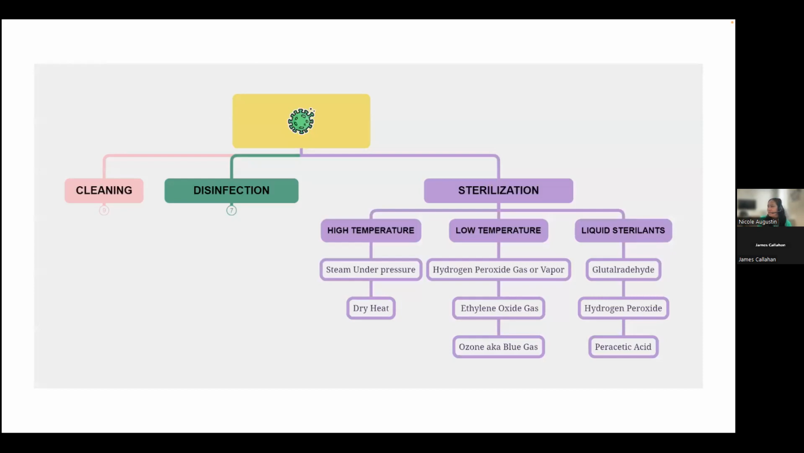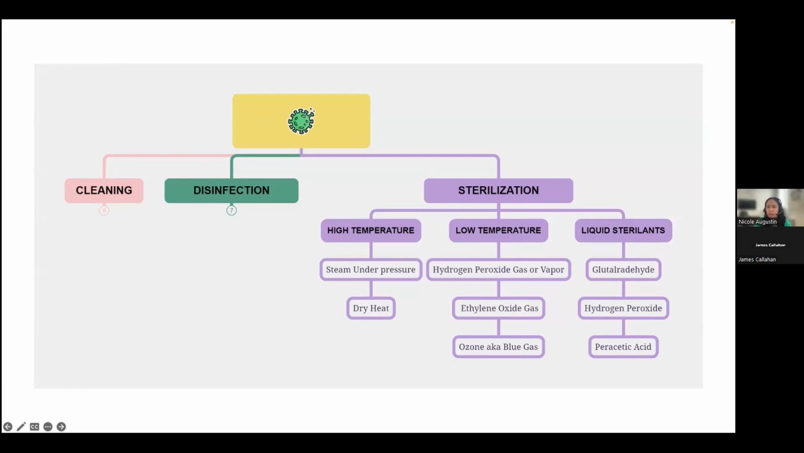Here we go back to this table I created. Again, sterilization, you're dealing with high temperature, which is steam under pressure. And again, this is the best method, followed by dry heat. When it comes to low temperature, you start to add gas or vapor, which includes hydrogen peroxide, ethylene oxide gas, ozone, also known as blue gas. Liquid sterilants, also known as chemical sterilants, that's where you have the glutaraldehyde, hydrogen peroxide, and peracetic acid.